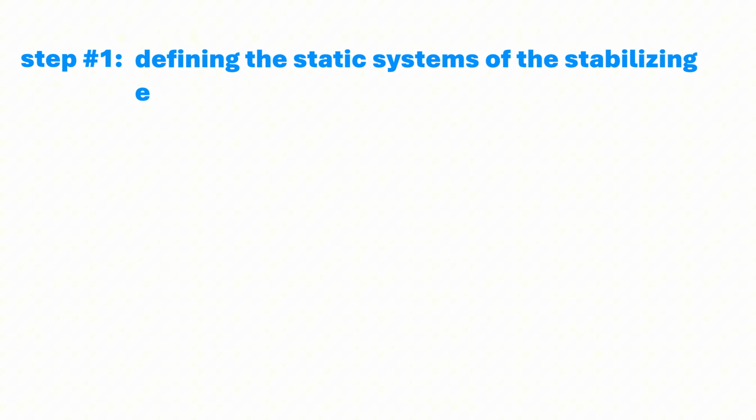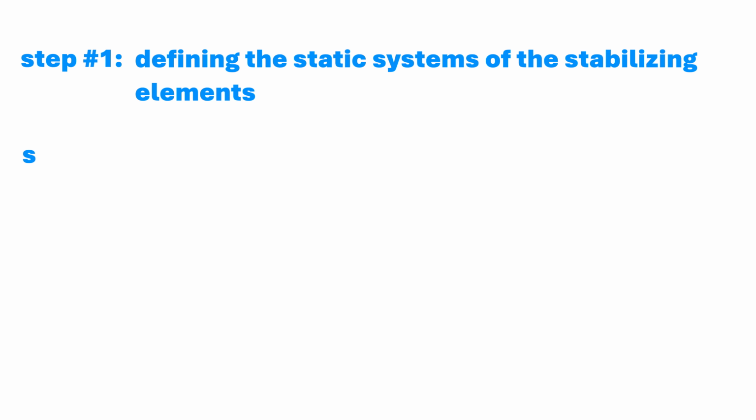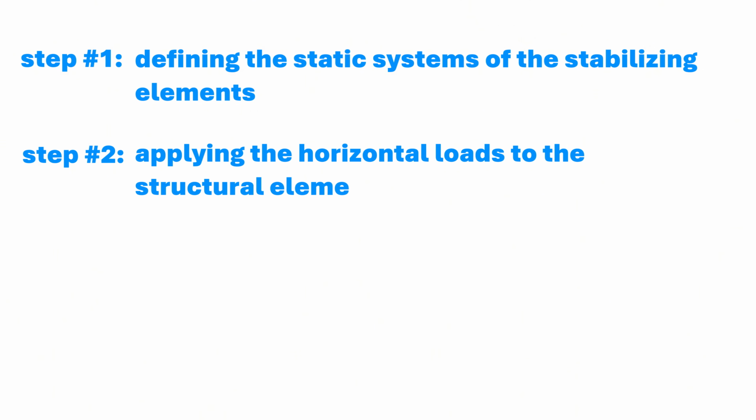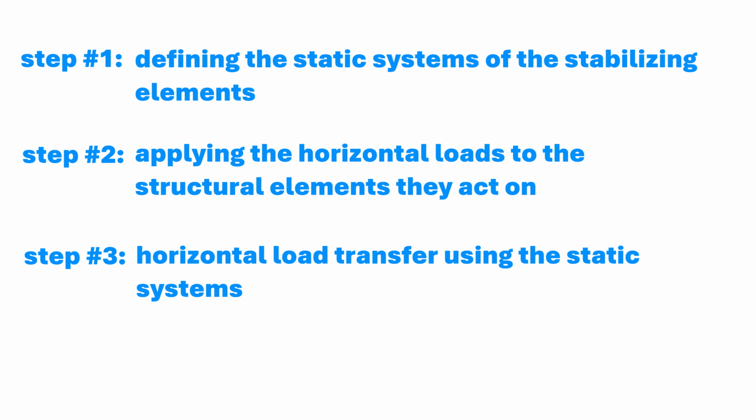Here's the step-by-step process I always follow when transferring horizontal loads through a building. Step 1, defining the static system of the stabilizing elements. And by stabilizing elements, I mean floor diaphragms, cantilever columns, shear walls, and so on. Step 2, applying the horizontal loads like wind load, seismic, earth pressure, and imperfection load to the structural elements they act on. And step 3, horizontal load transfer using these static systems.